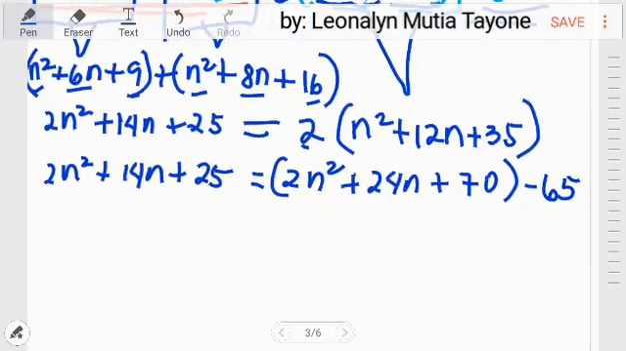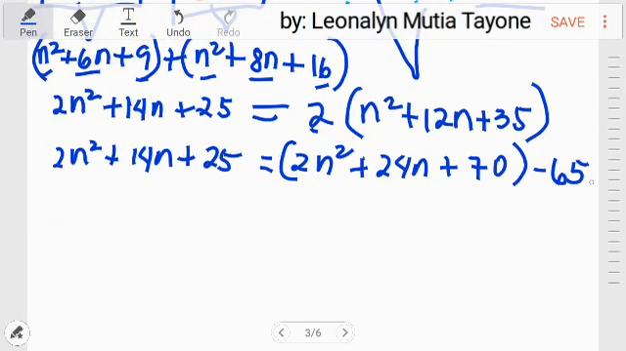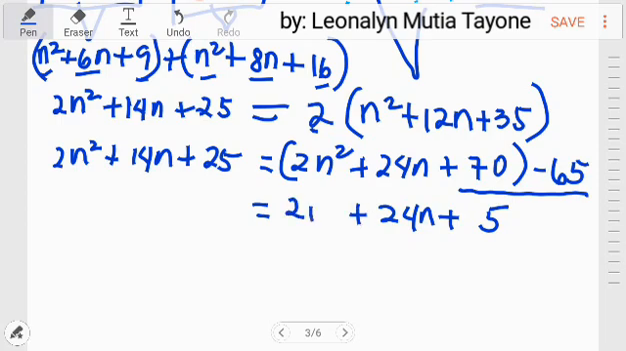Next, doon muna tayo sa mga like terms dito sa kabila. Ang mga like terms dito ay ito. So, 70 minus 65, that is 5. So, ganito na ang itsura niya. Plus 2n squared. Kopyahin na naman ito. 2n squared plus 14n plus 25.